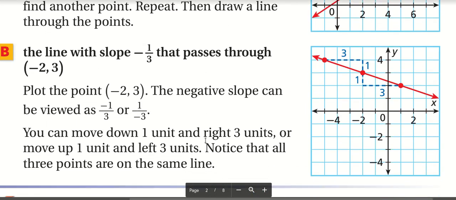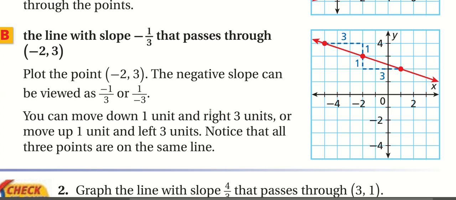Example B, the slope is negative 1/3, and the ordered pair is (negative 2, 3). Left 2, up 3. There's the point. Now we can use the slope in 2 different ways. We can go down 1, there's my negative 1, and to the right 3, so there's my new point. Or we can go up 1 and then left 3. Either way is a valid way of using negative 1/3 as a slope. And so that's how we graph the line.